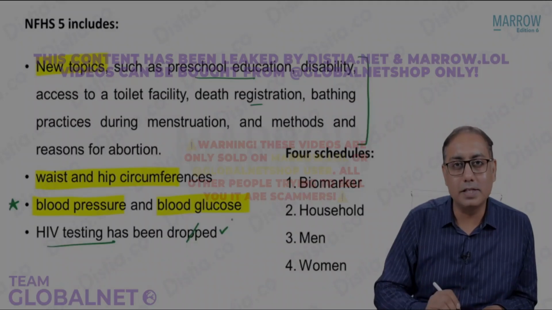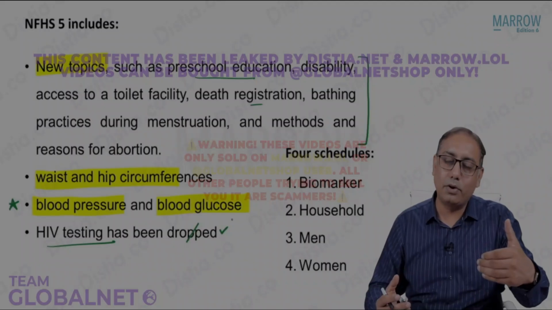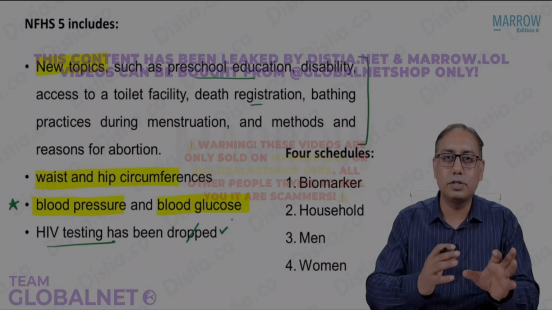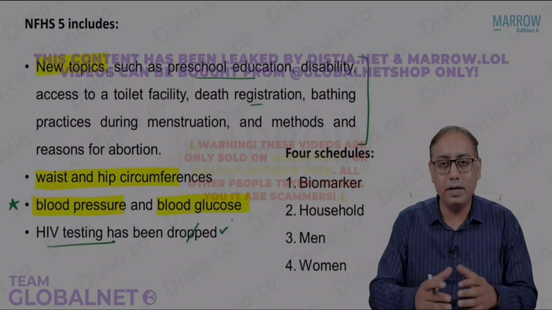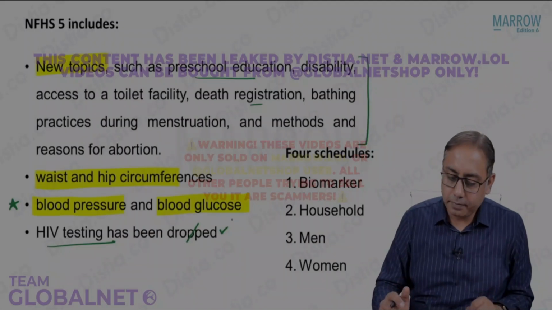So no HIV testing is conducted by the National Family Health Survey because of common reasons. The NACO people were already doing the survey, and if the NFHS also tested for HIV, it would cause overlapping of the national data for HIV. So that's the reason NFHS did not talk about HIV.